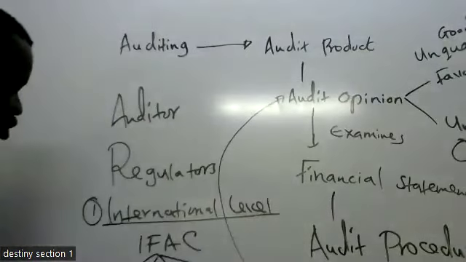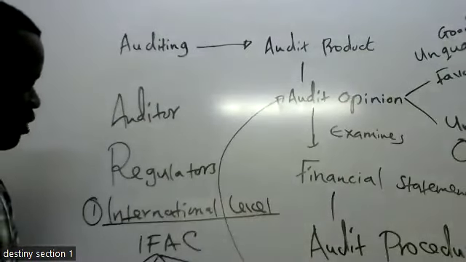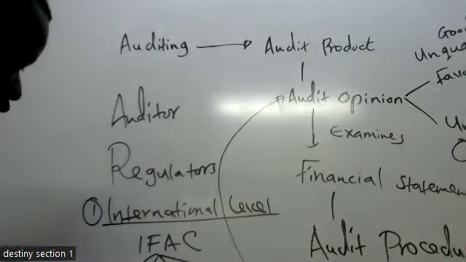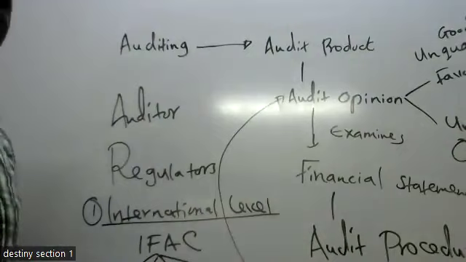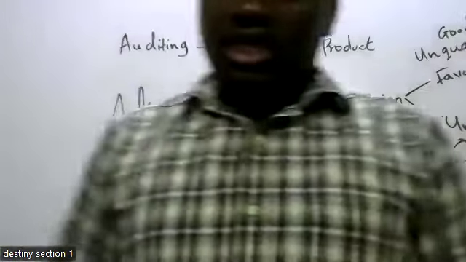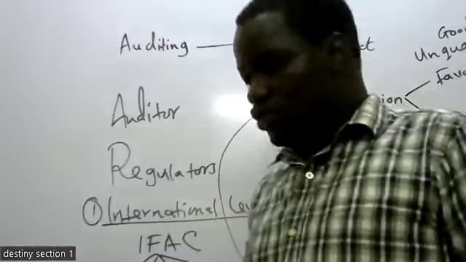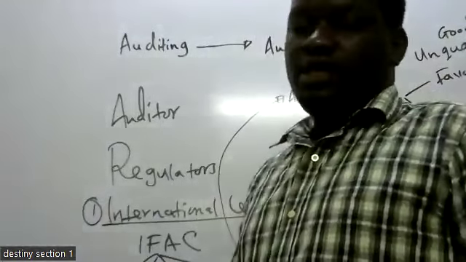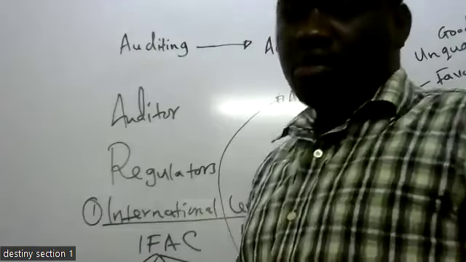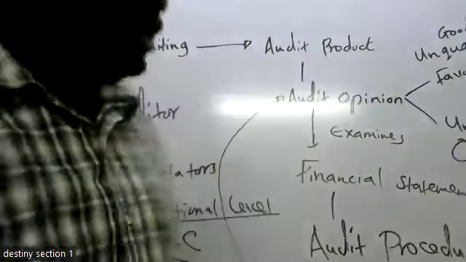We also have a body like the International Ethics Standards Board for Accountants. This has the responsibility to develop a code of conduct that guides the professionalism of practice. It could be the integrity principle, objectivity principle, confidentiality, etc.